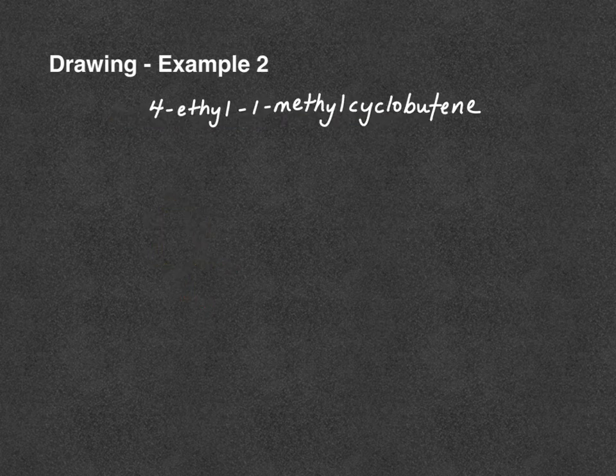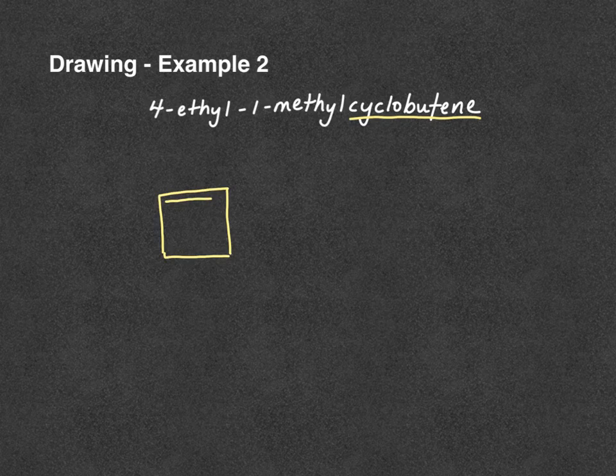We'll do one more example where we start with the name and draw the structure. So again, we start with our parent. In this case, cyclobutene is going to be a square. And again, it doesn't matter where we put that double bond. So I'll put it at the top this time. And so I know in my diagram that my carbon 1 and carbon 2 are part of that double bond. So just for keeping track, I'm going to put a little blue dot at carbon 1.